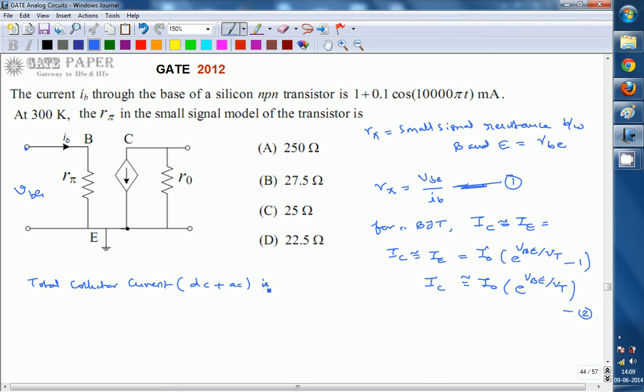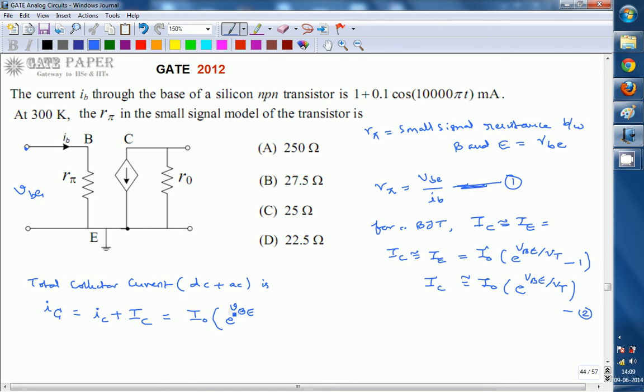The total collector current is expressed as capital IC suffix, which we can write as small ic plus capital IC. Small ic is the AC equivalent of the collector current, and capital IC is the DC equivalent of the collector current. From equation 2, we can write it as I naught, which is constant, e power vBE, where v is a small letter and BE is capital letters.